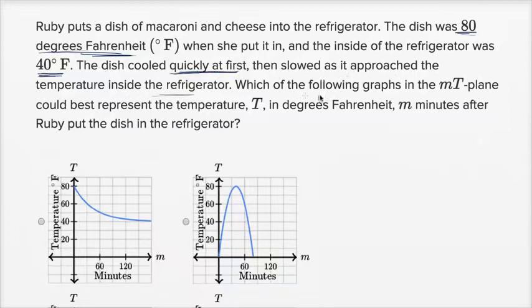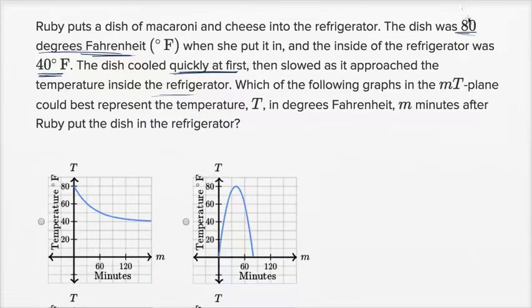All right. Which of the following graphs in the MT plane could best represent the temperature T in degrees Fahrenheit M minutes after Ruby put the dish in the refrigerator? So MT plane sounds very fancy, but all they're saying is that the horizontal axis is our time axis, measured in minutes, M for minutes. And our vertical axis in this coordinate plane is our temperature axis, measured in Fahrenheit degrees. So let's see what they're saying.